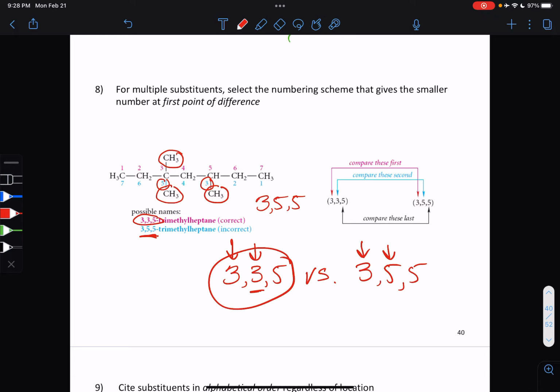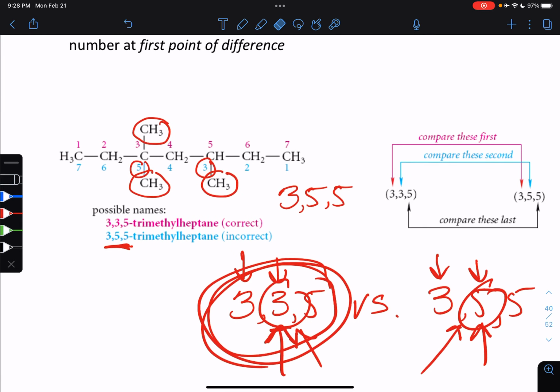We do not add up 3 plus 3 plus 5 or 3 plus 5 plus 5. We don't do it that way. We just look at the first point of difference, which is the second number right there. And we say 3 is smaller than 5, so we're going with this one. So the correct name is 3,3,5-trimethylheptane.